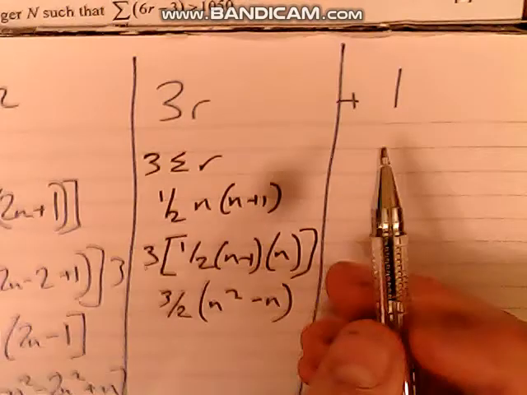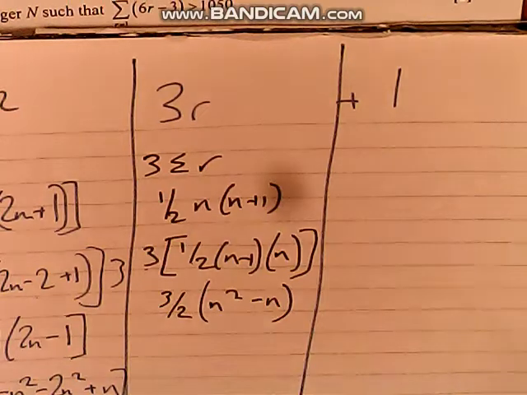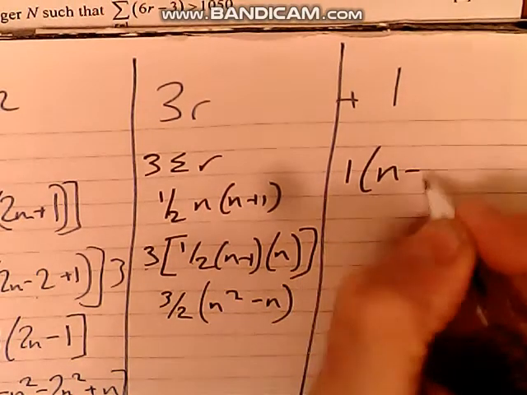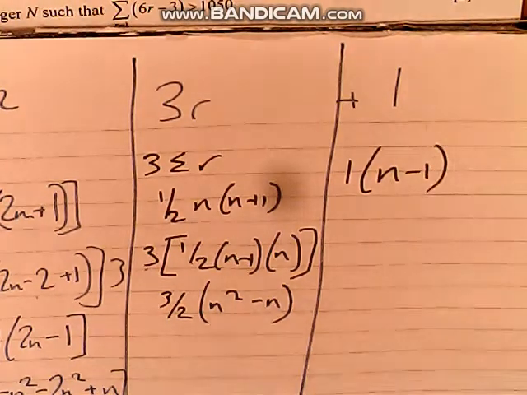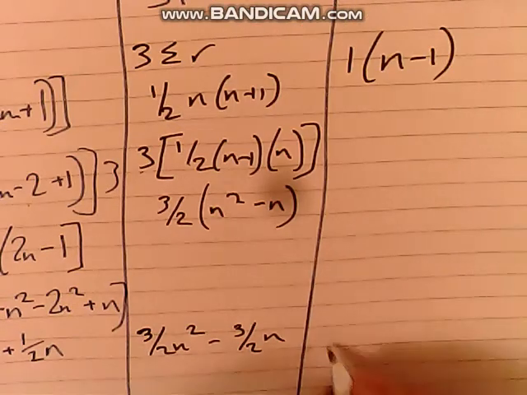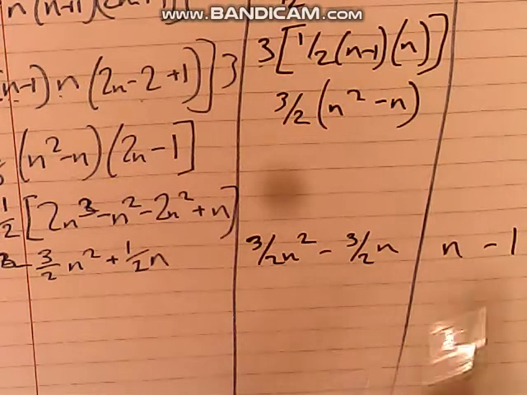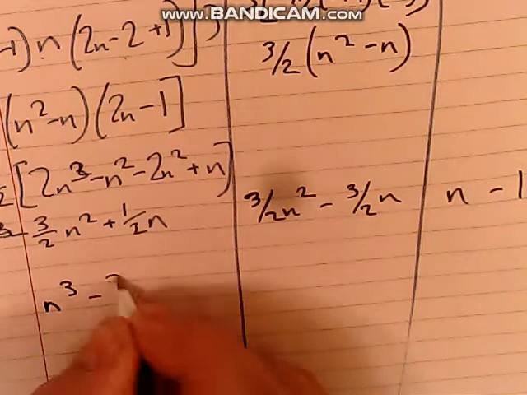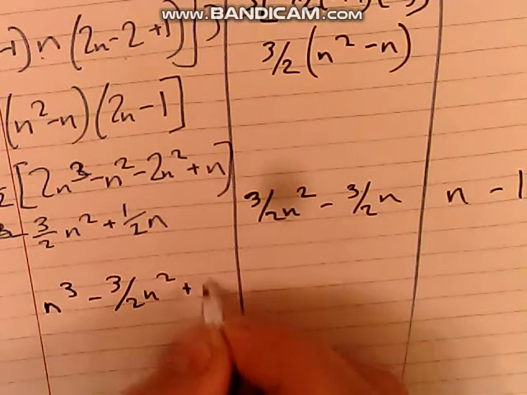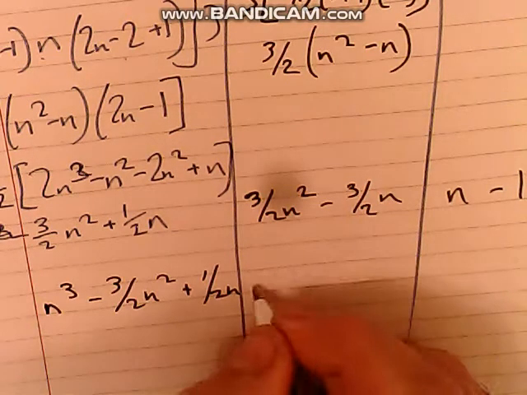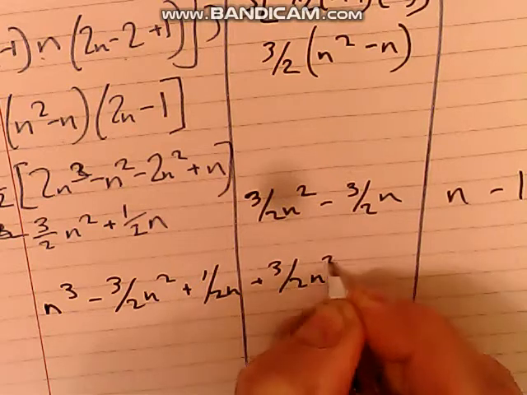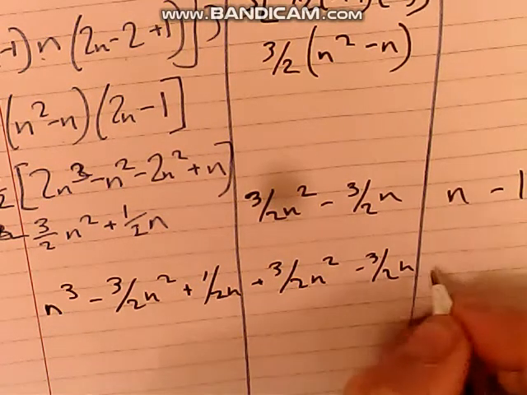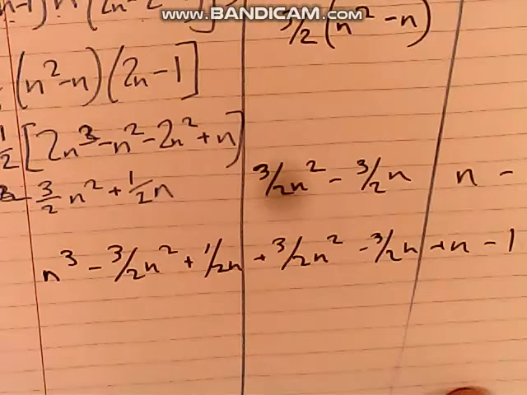Then we're going to have to do 1 times n minus 1, which just nicely expands to be n minus 1. Now because I've done it in the table, I've got all my lines right there, and all my line working out is nice and good. So I've got n cubed minus 3 halves n squared plus a half n, and then the next bit, plus 3 halves n squared minus 3 halves n plus n minus 1.